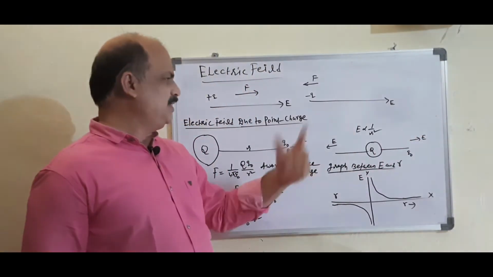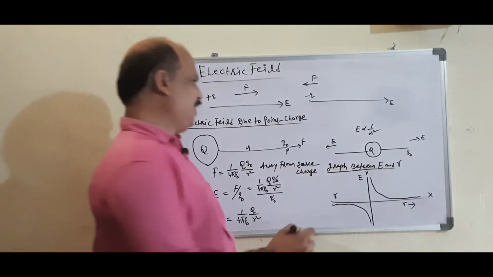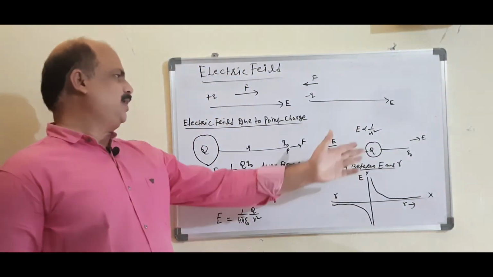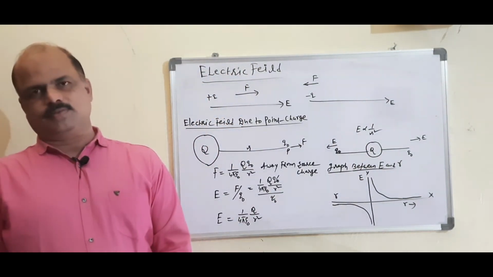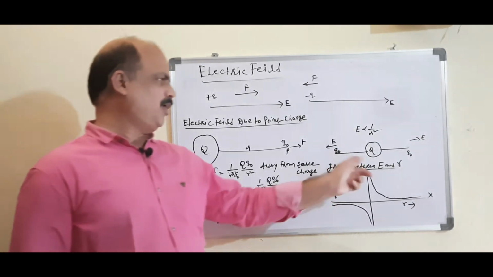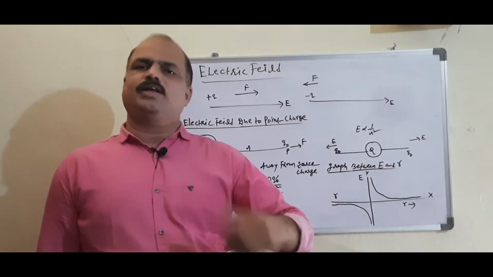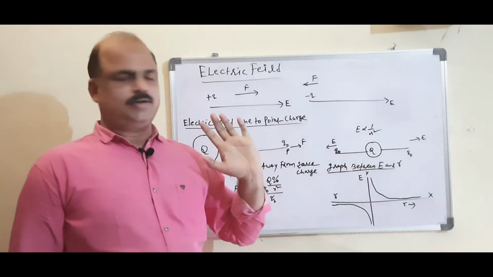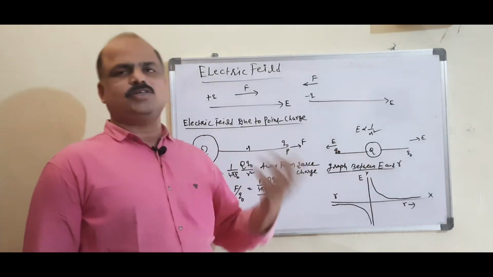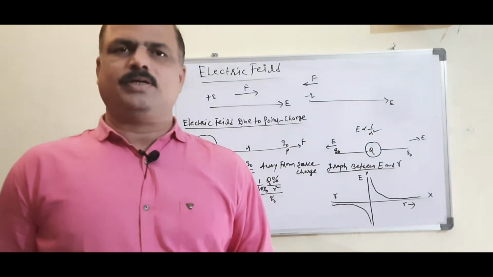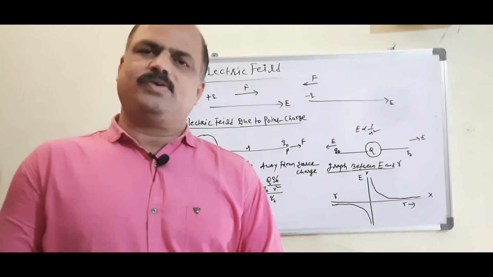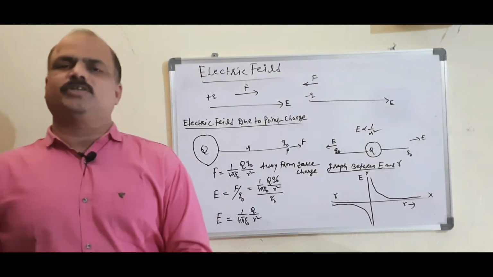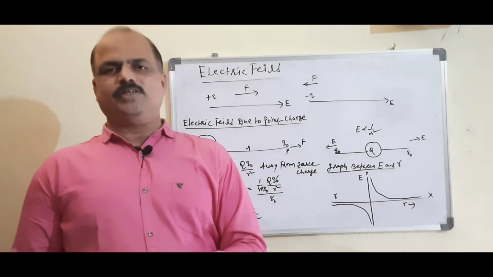So if we place a test charge here, then r is negative, and the electric field is along this direction. That means if r is positive, the electric field direction is positive. This is treated as the positive direction, this is treated as the negative direction. If r is negative, E is also negative. Electric field is a vector. It has direction as well as magnitude. So depending upon the position of the test charge, the direction of electric field changes.